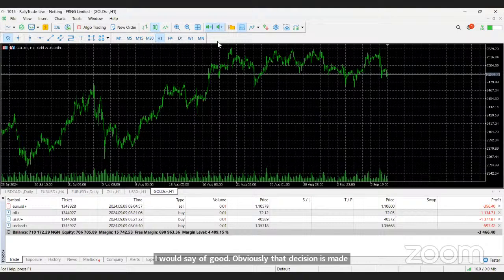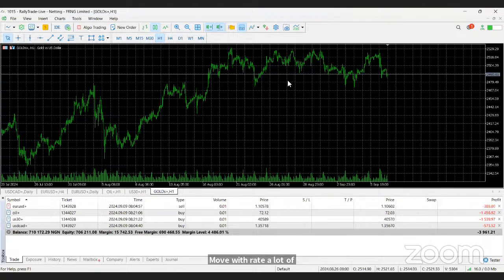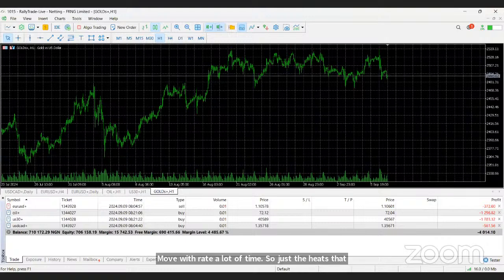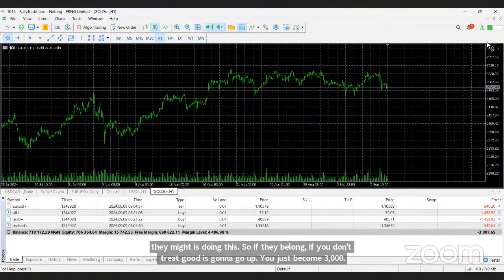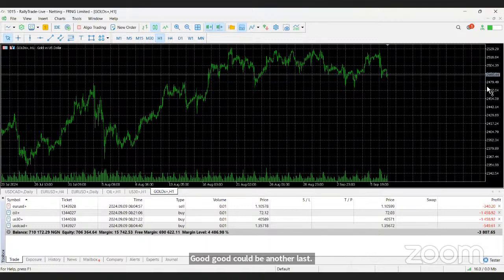Because gold moves with rate a lot of the time. It's just the hint that they might cut rate. That's why gold is doing this. So if they don't cut rate, gold is going to go up. It will just become $3,000. Gold could become $3,000 very fast. But if they cut rate, the price can just go down. Because we don't know what the information will be. So gold moves more with fundamentals. That's why I'm taking my hand off gold for now.